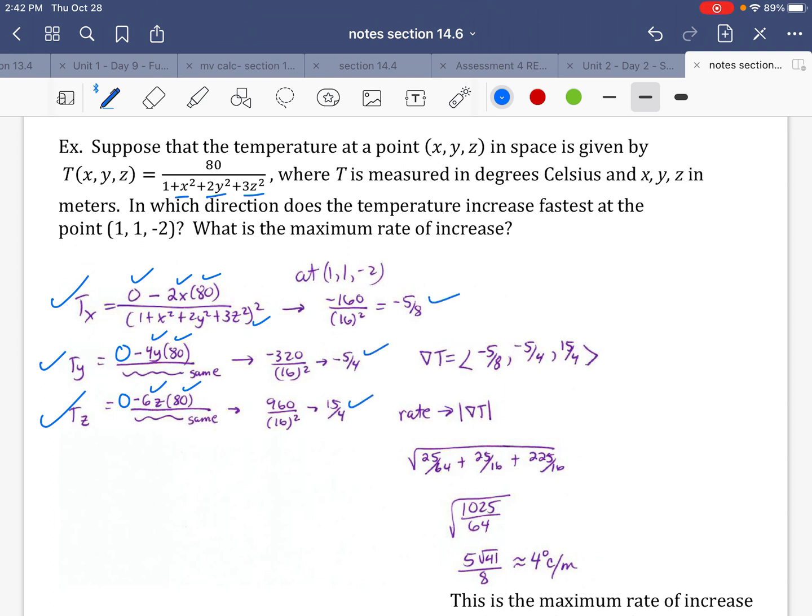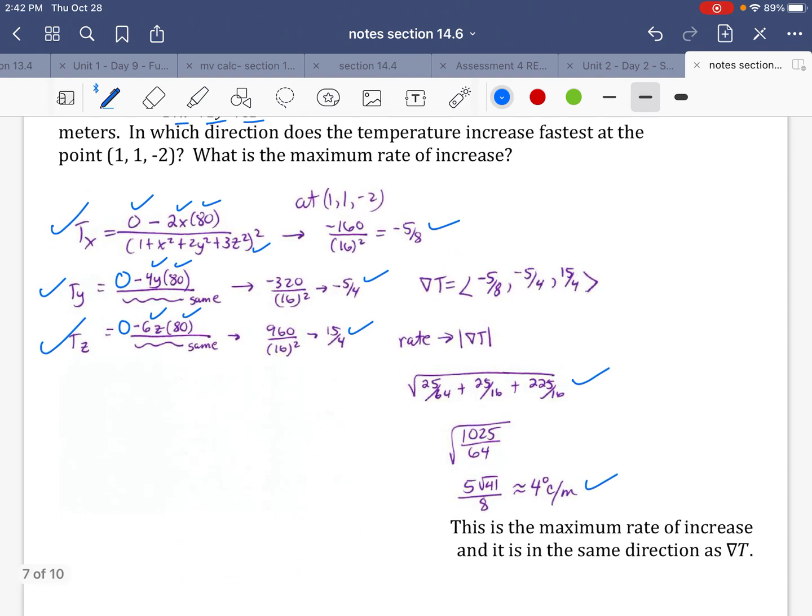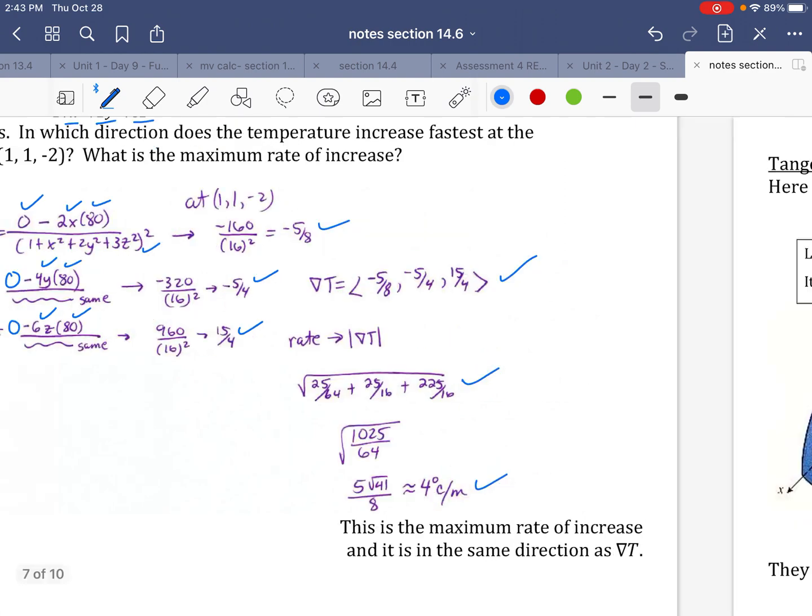Okay, so that was del t, all right, because this one's called t instead of f. So that was a change in my temperature and my del t at that point. And my rate would be the magnitude of that thing. So I figured that out right here. And then basically it came out to about 4 degrees. Okay, so this is the maximum rate of increase, and it is in the same direction as del t. So it's in the same direction as this thing right here. And this is the maximum change in temperature that you would ever get in any direction, the direction that del t goes in. All right.